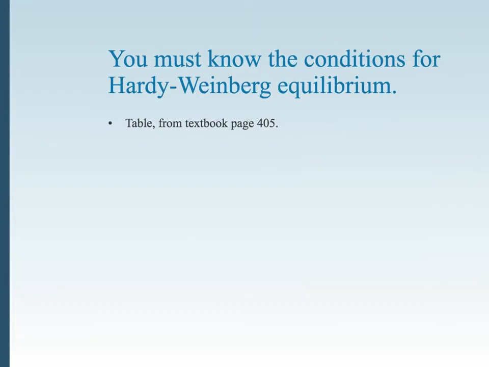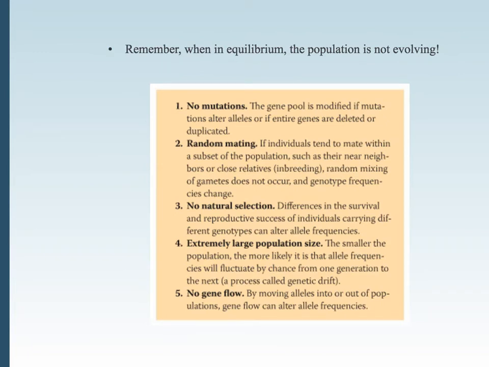Hardy-Weinberg, you have to know the 5 conditions, and here they are. We're going to remember that when in equilibrium, a population is not evolving. And we're going to talk about what that means in another slide here. But the 5 conditions are that there are no mutations, that all mating is random, so we don't have any mate choice or sexual selection going on. There is no natural selection, so any differences in survival don't exist.